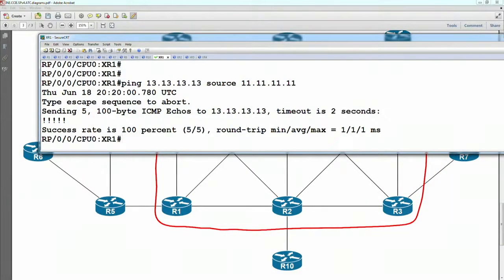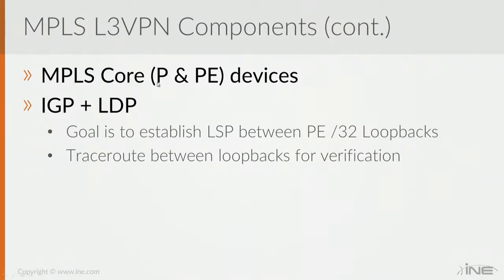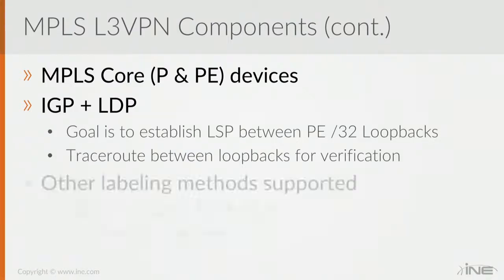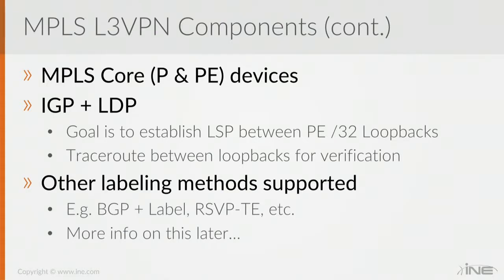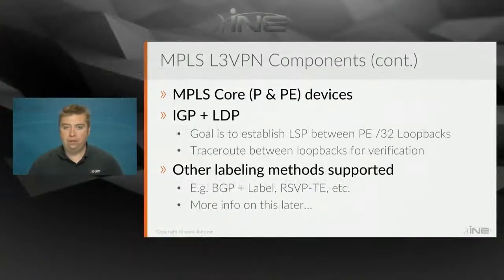Okay, so first step is established that we have our basic IGP reachability. Next is we need to establish a label switch path. Now in this case we're going to be using LDP for the label switch path, but as I mentioned there are other labeling methods supported. So we could be using IPv4 unicast BGP plus labels, we could be using resource reservation protocol with MPLS traffic engineering, and we're going to come back to these in much more detail later once we establish the basic core reachability of L3VPN.